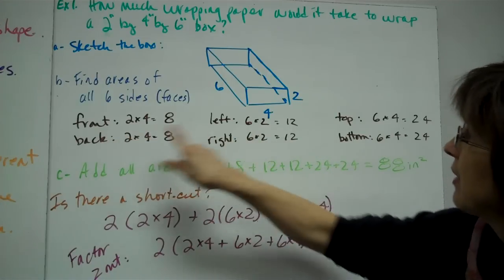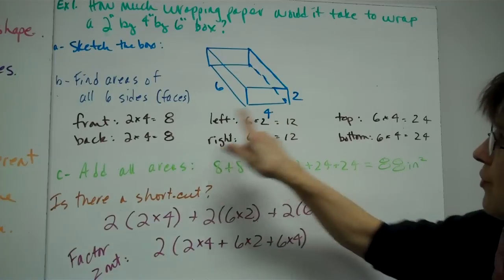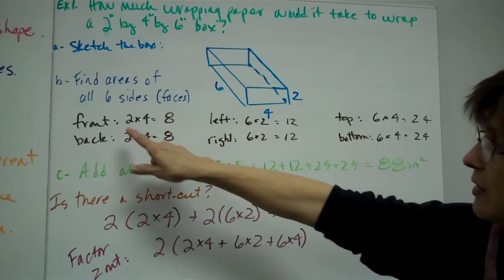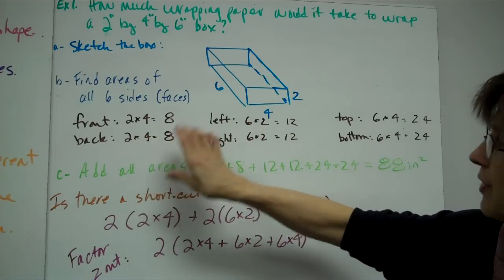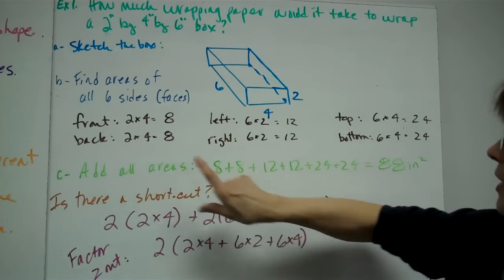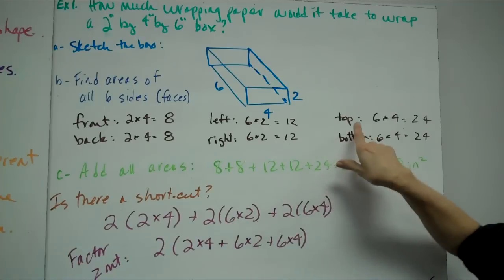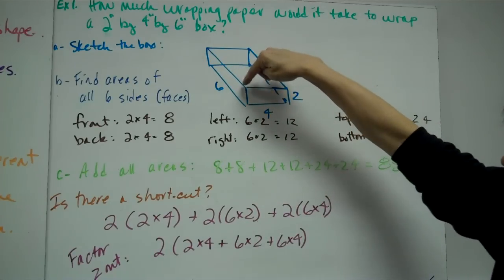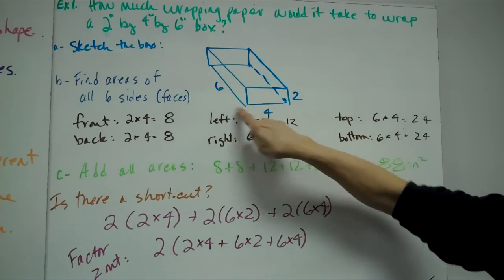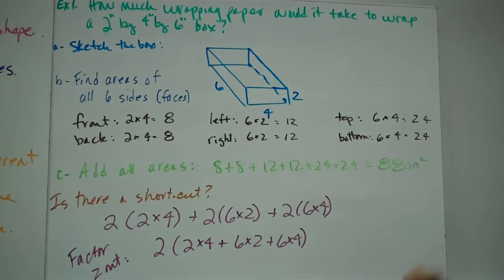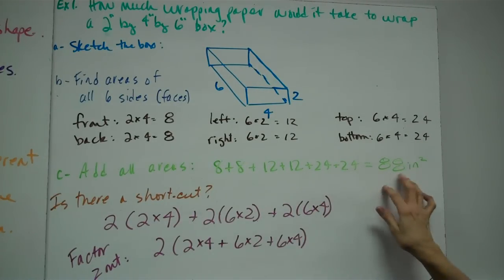The front and back would be this part here. I'm going to say it's 2 by 4, 2 times 4. The area of a rectangle is length times width. So 2 times 4 is 8, and you've got 2 of them. Then you have a left and a right, that's 6 by 2, and that's going to be 12. And the top is 6 by 4, it's 6 here and then 4 here. And the bottom, you see clearly, is 6 and 4. That's 24. So when you add them all up, you get 88 square inches.